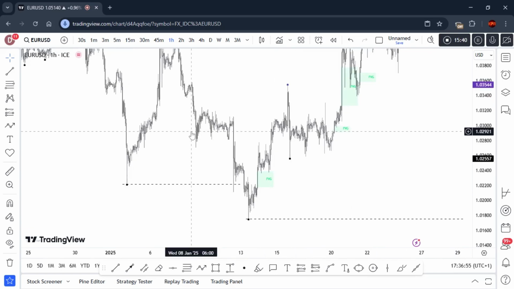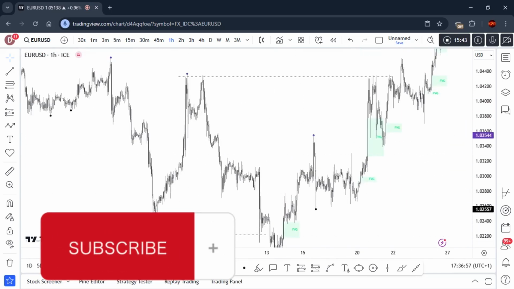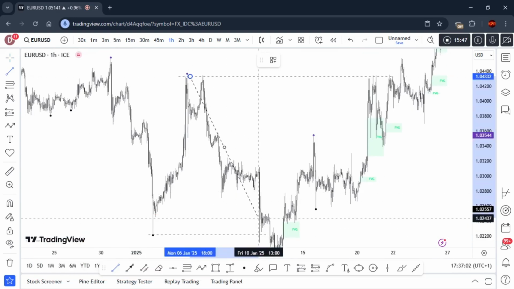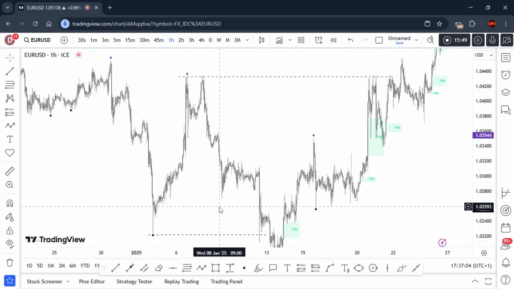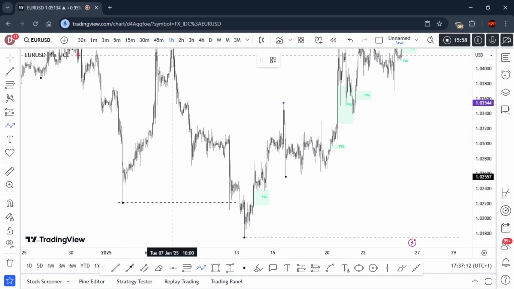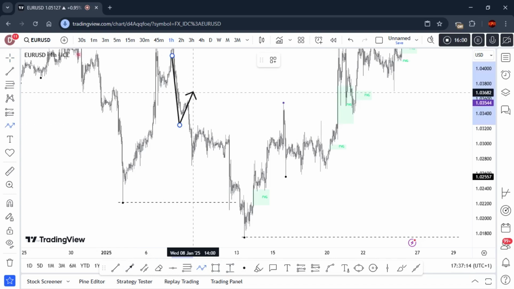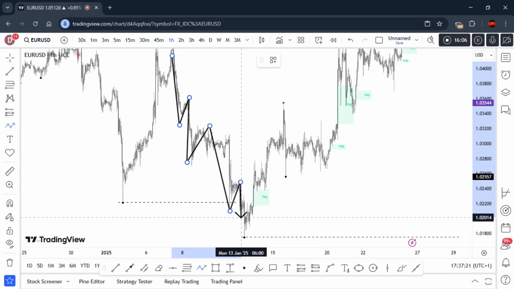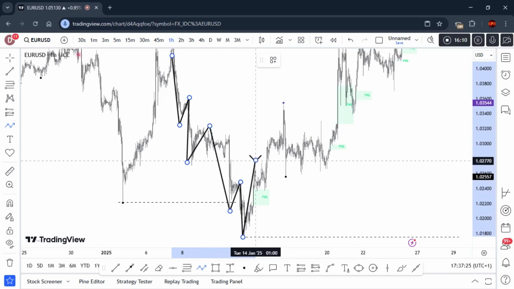Notice that inside of this 4 hour leg to the downside, we had a lot of what? Let me use my part two so you see what I'm saying. We had a lot of substructures in the 1 hour time frame, right? If you look here, from here, we had this pullback, pullback. All of these are internal structures. All of these are the internal structures of what? Of the 4 hour time frame, right?